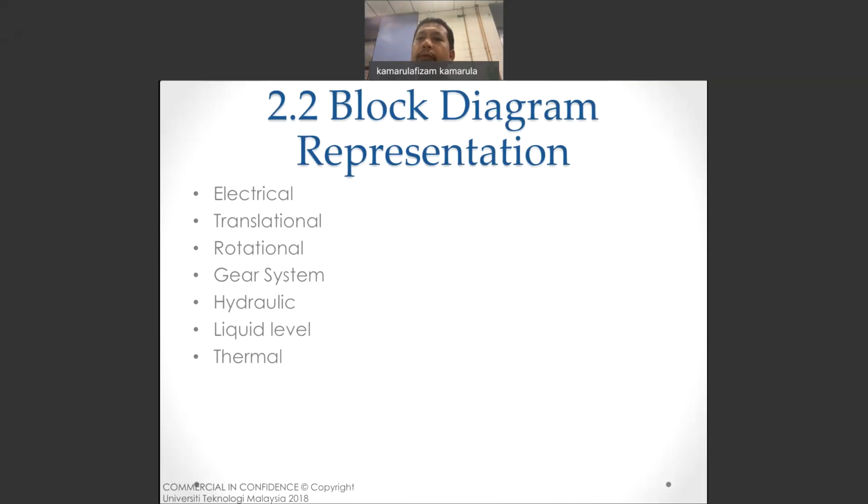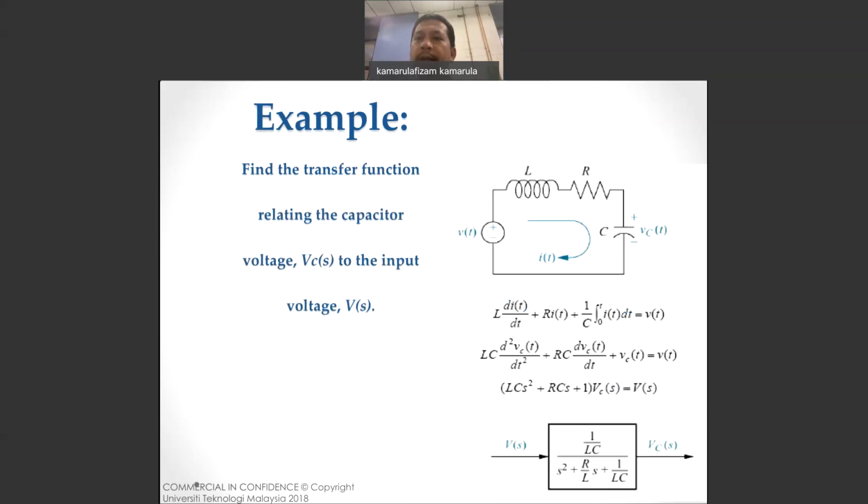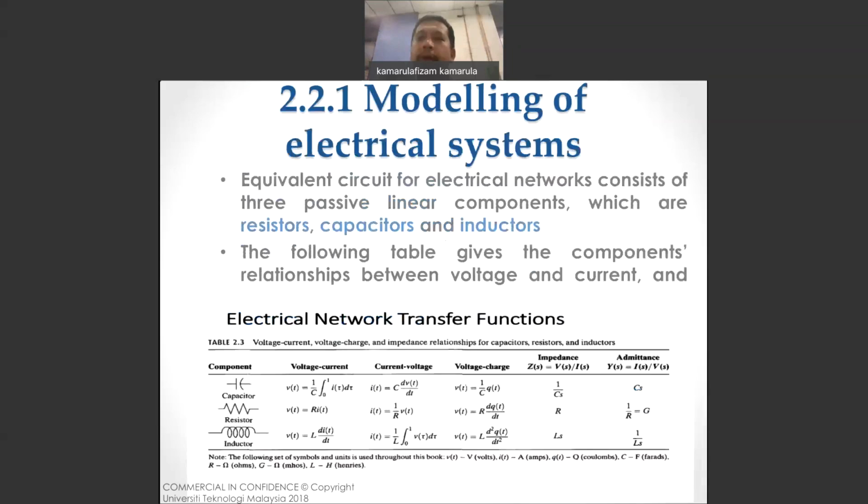For example, if we work with electrical systems, we are working with capacitors, resistors, and inductors. These are the basic elements in the electrical system. So when we see a circuit like this, we basically know what kind of mathematical model we need to come up with.